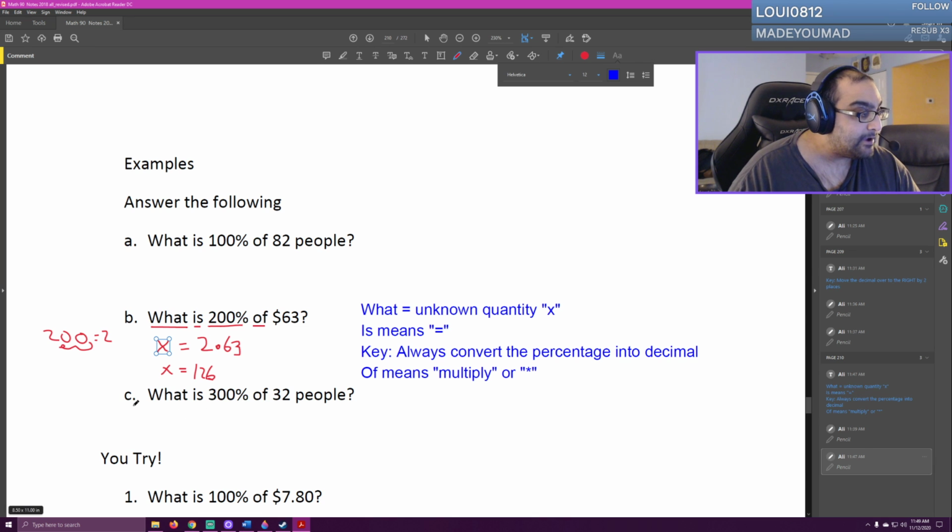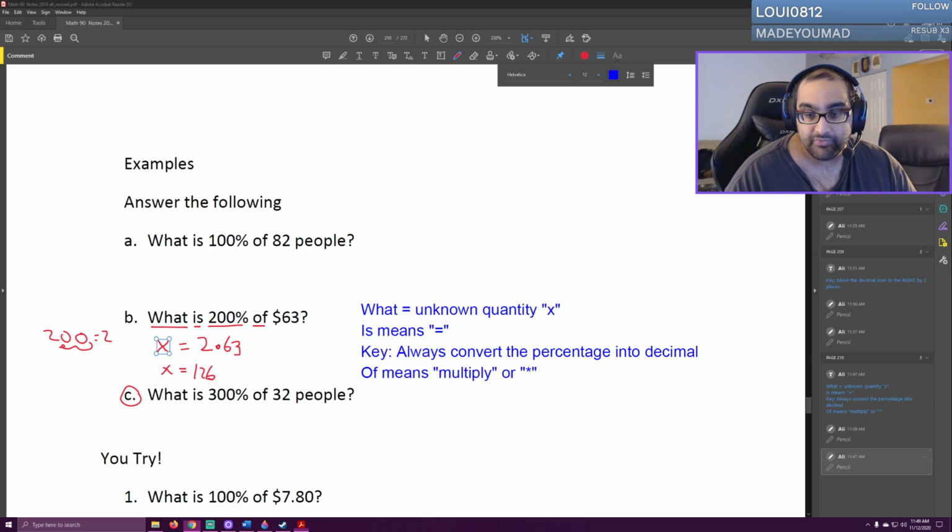Okay, now what I'd like you to do next here is let's try letter C here together, okay? What is 300% of 32 people? So can anybody tell me, how would we set up this problem here first? So before we solve for this, finding the answer is nice and all, but how do we set up this problem here first?